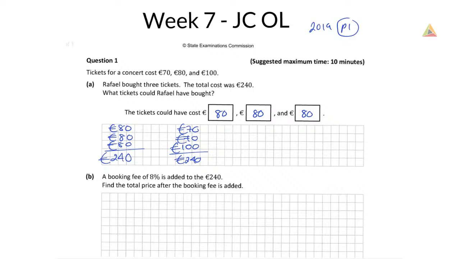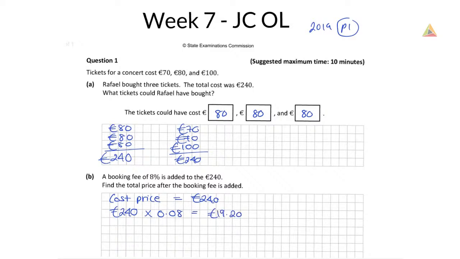A booking fee of 8% is added to the €240. Find the total price after the booking fee is added. Okay, so the cost price is €240. The total price after the booking fee is added, so we need to get 8% of 240. So 240, and again I'm going to use decimal, so I'm going to multiply it by 0.08. So 8% of 240 is €19.20.